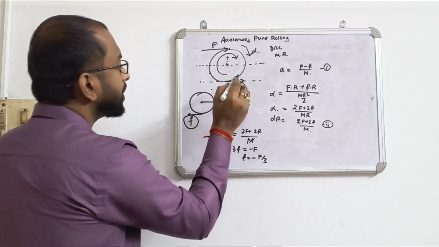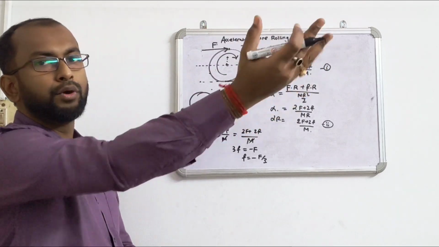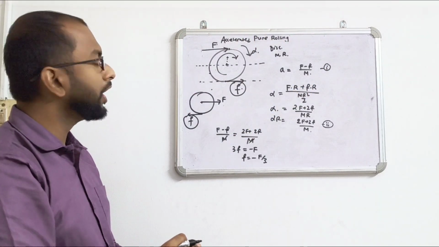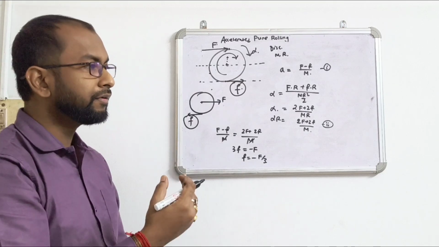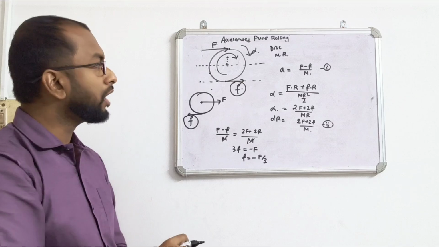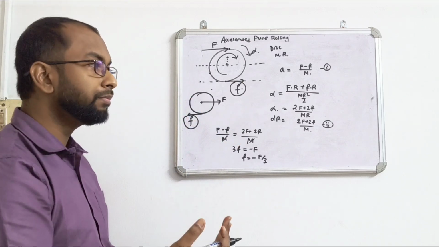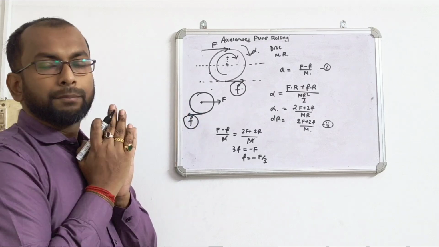So friction plays a very important role. It adjusts itself so that the body does pure rolling. It adjusts itself in terms of the value, and in terms of the direction also. And sometimes it completely becomes zero.